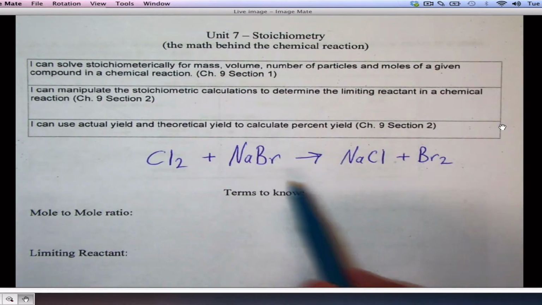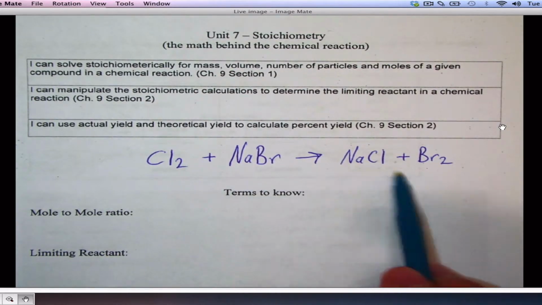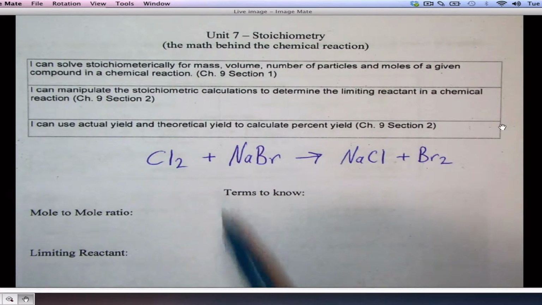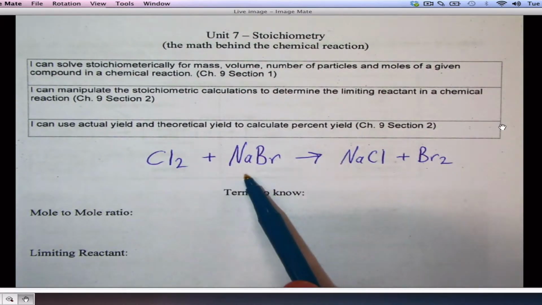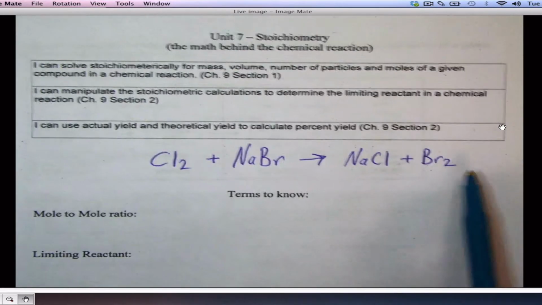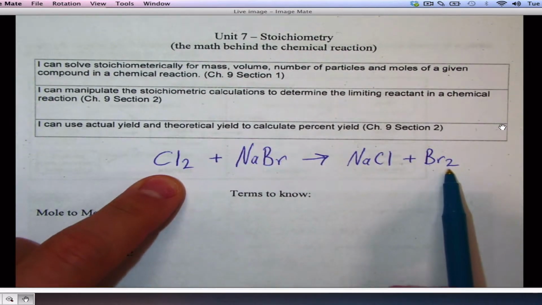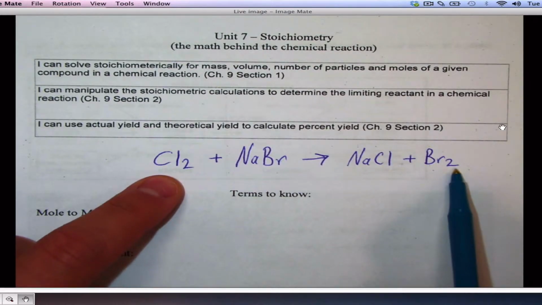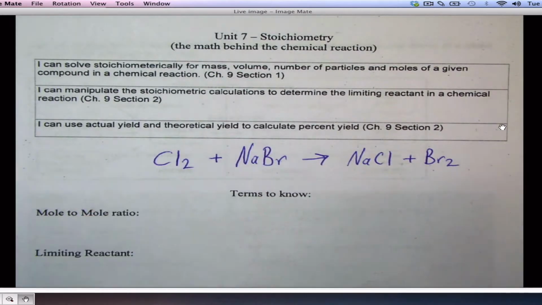All right, so let's look at this reaction right here. This is a single replacement reaction. Why is it a single replacement reaction? Because you start with an element and a compound and you make a new compound and a new element. Remember Cl2 and Br2? They have a 2 next to them because they're the sneaky 7 or the diatomics, so that means when they're by themselves, which is what they are here, they have to have a 2 next to them. All right, so there's our reaction.